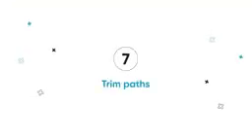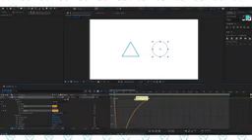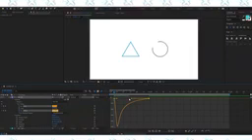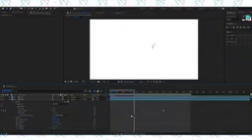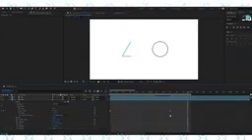Trim paths. My absolute favorite effect when it comes to revealing any kind of lines. It looks like someone is drawing them right in front of our eyes. Remember, I was talking about a natural way of revealing an object based on its shape. This is another great example.